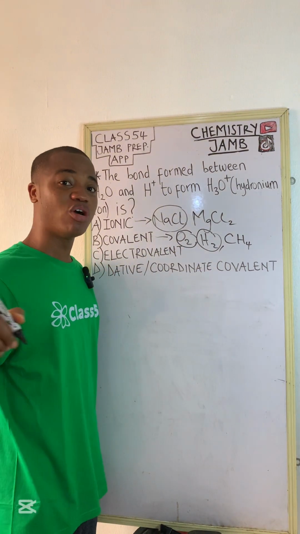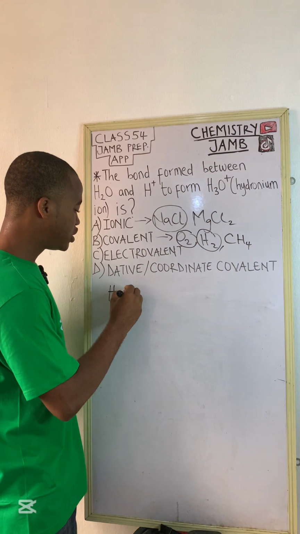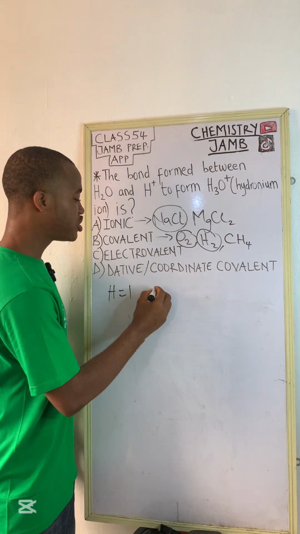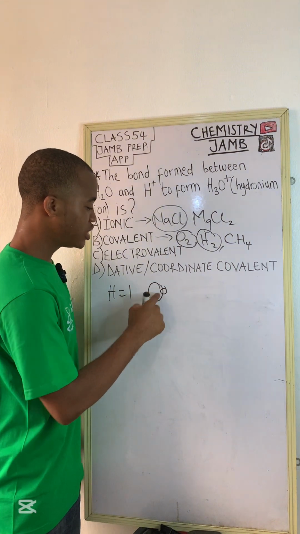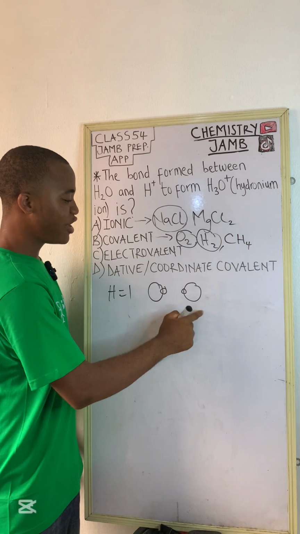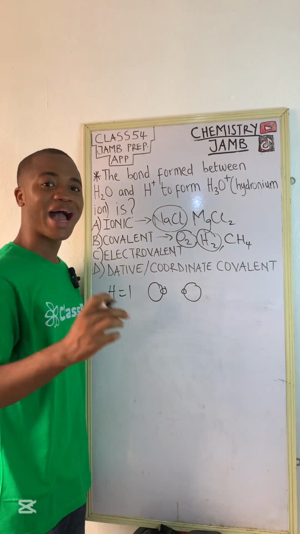We all know that the atomic number of hydrogen is 1. That means that hydrogen has one valence electron. So let us try to draw the diagrammatic representation. So this is a hydrogen atom, and this is another hydrogen atom. So these are two hydrogen atoms. They want to combine to form hydrogen gas.